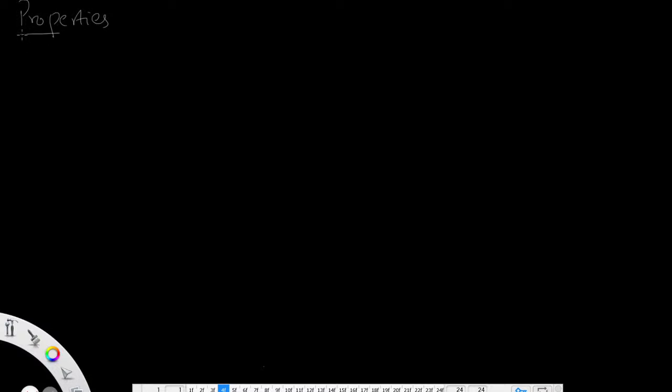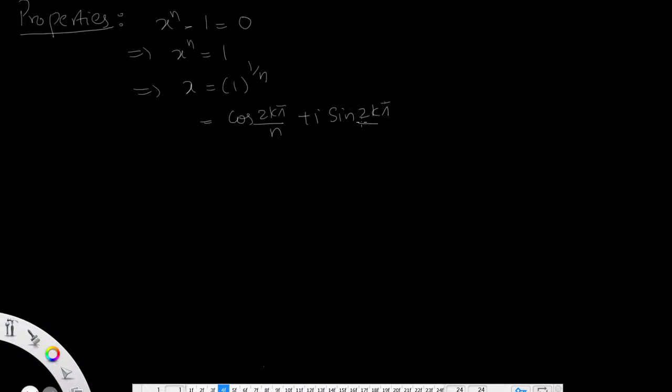Properties, what are the properties? What we got just now is x to the power of n minus 1 equal to 0. That means x to the power of n equals 1, so we can write x equal to 1 to the power of 1 by n, and this is nothing but cos 2kπ/n plus i sin 2kπ/n, where k equals 0, 1, 2, and so on up to n minus 1. It is in the Euler form, e to the power of i 2kπ/n.